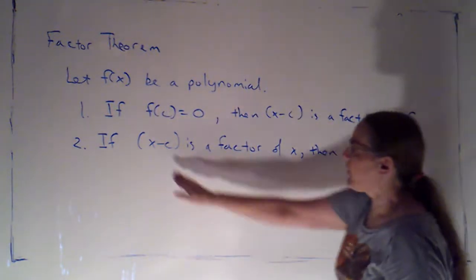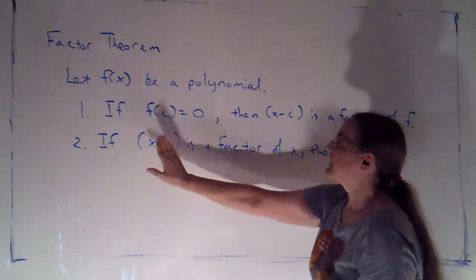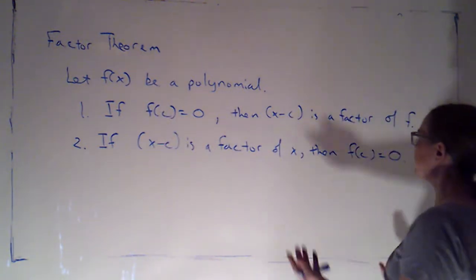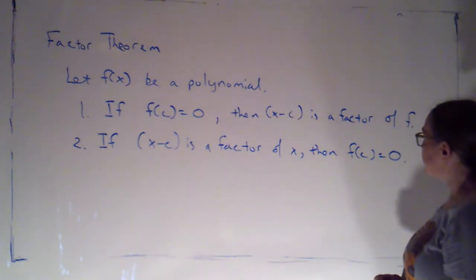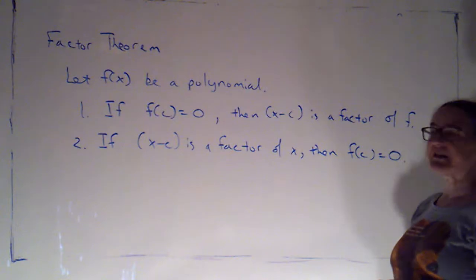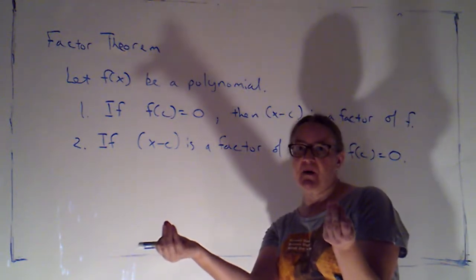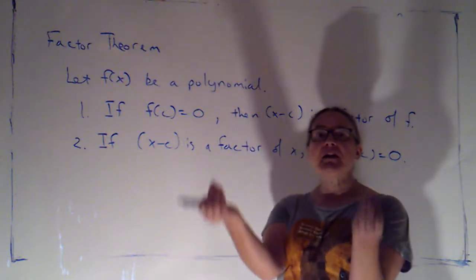Now we've certainly seen this second part before, that when I write a polynomial in factored form, and set it equal to 0, I can set each factor equal to 0 to get my solutions. And if x minus c is 0, x would be c. So a factor always gives me a 0. This theorem says it works the other way too. If I have a 0, I know there's a corresponding factor.